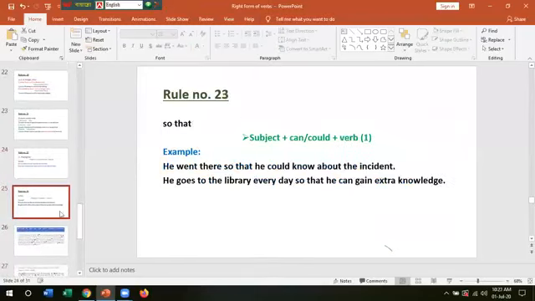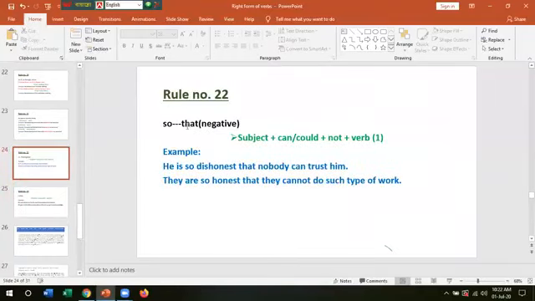And the last one, 23. There is so that. This 22 means, okay, 22. If you find so ... that, and it will mean a negative sentence, then the latter part will follow this structure. He is so dishonest that. Here the meaning is negative.